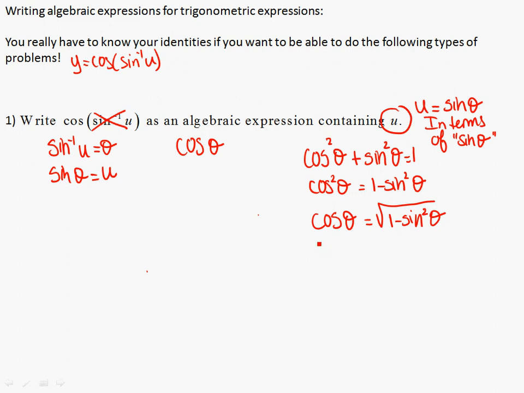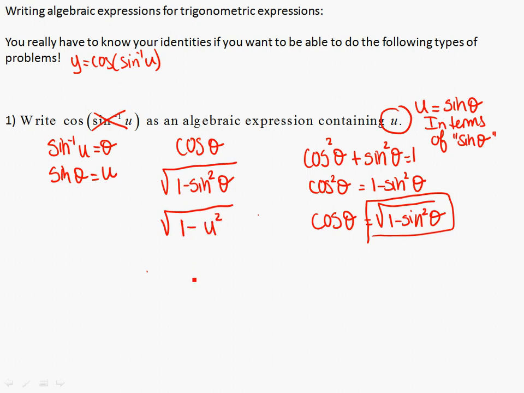And then now we can replace the cosine of theta with this. So the cosine of theta would be the same as taking the square root of 1 minus the sine squared of theta. And the sine of theta is worth how much? Well, then this can be rewritten again as 1 minus u squared. So the expression square root of 1 minus u squared is equivalent to writing cosine inverse sine u.